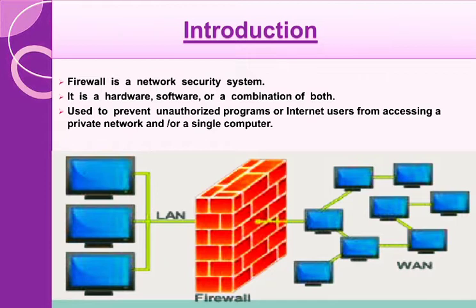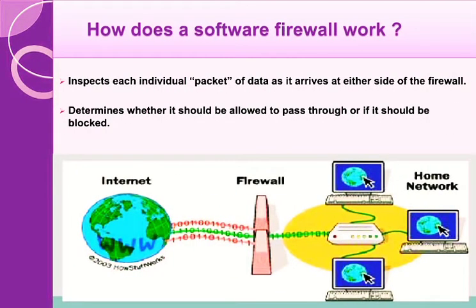A firewall monitors incoming and outgoing network traffic and also blocks data packets based on a set of security rules. Then, how does a software firewall work? It works as a filtration system for data attempting to enter your network. It inspects each individual packet of data as it arrives at either side of the firewall. It determines whether it should be allowed to pass through or if it should be blocked.